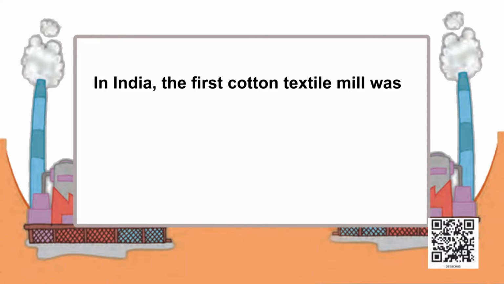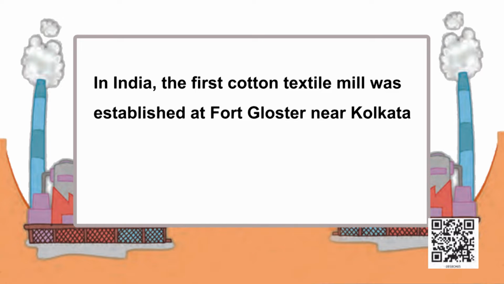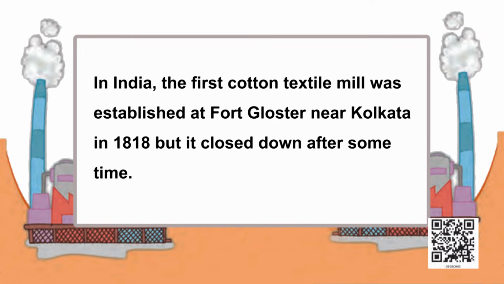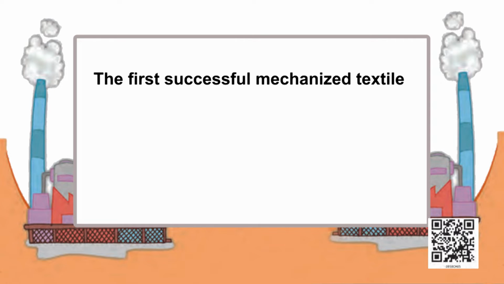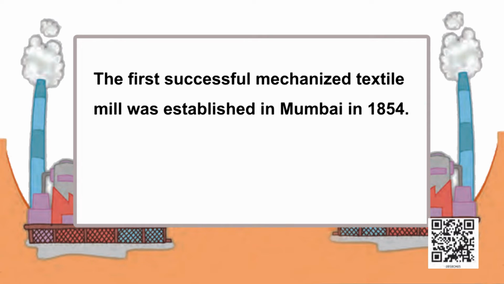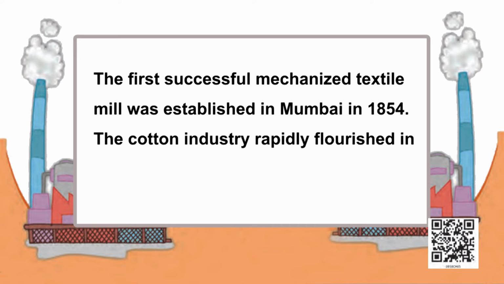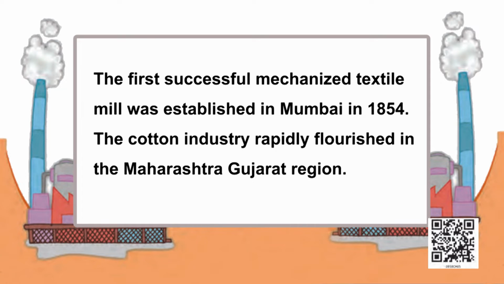During the British rule, the cotton woven by machines became extremely popular because they were cheap and could be produced faster. Thus, the introduction of machines or looms in India was a significant progress in the cotton textile industry. In India, the first cotton textile mill was established in Fort Gloucester near Kolkata in 1818, but it was closed after some time. The first fully mechanized cotton textile mill was established in 1854 in Mumbai. The cotton textile industry flourished in the Maharashtra-Gujarat region.